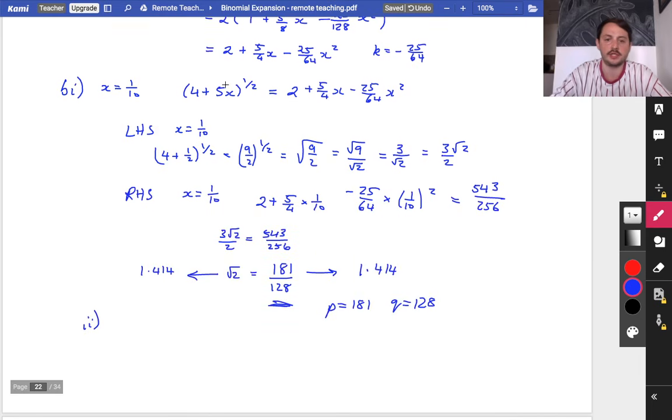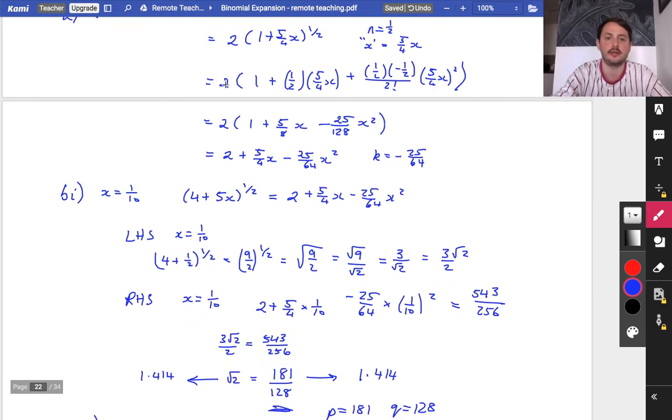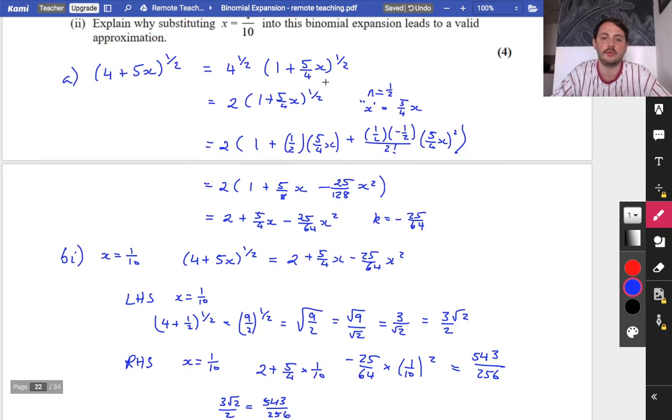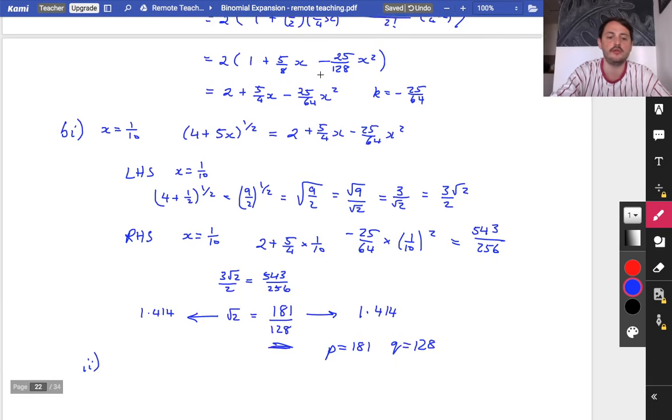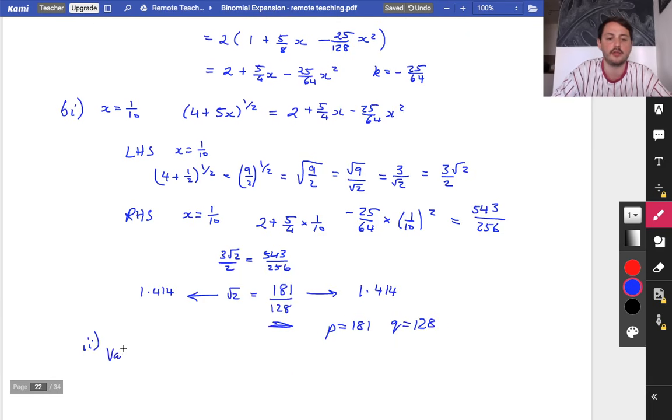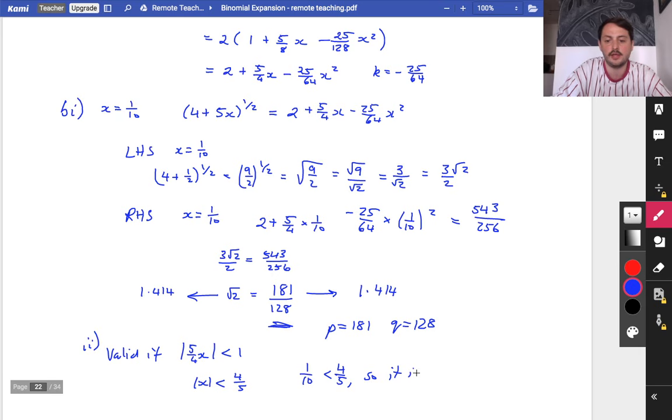So our approximation, when we did the expanding, was at this stage that we had here with the 5 over 4x. So we know that 5 over 4x is valid if the modulus of 5 over 4x is less than 1. So that means that x has got to be less than 4 over 5. And a tenth is less than 4 over 5, so it is valid.